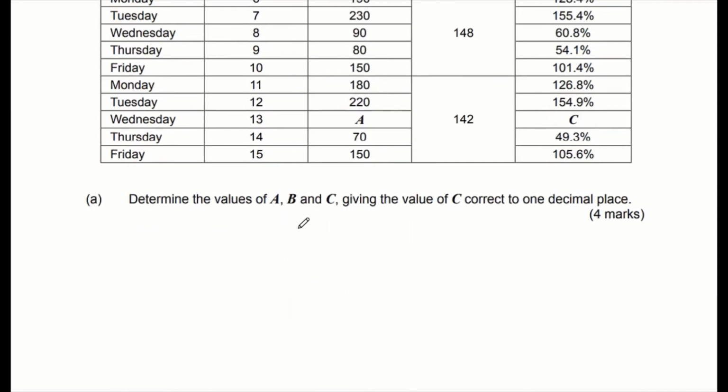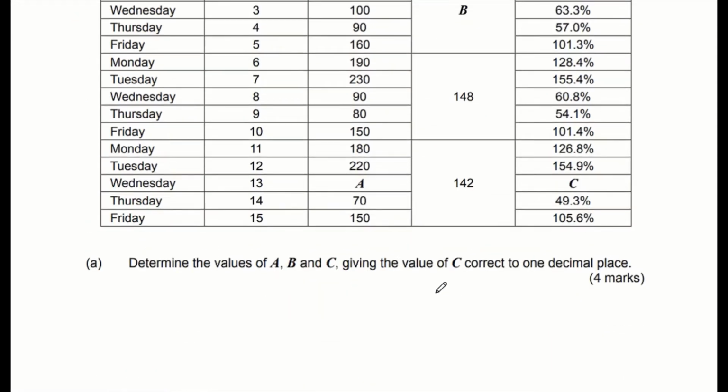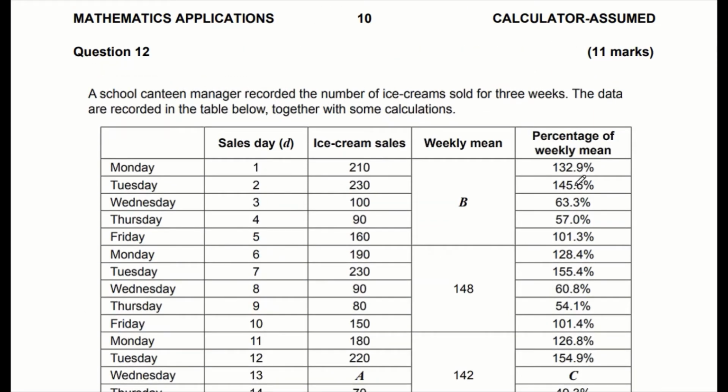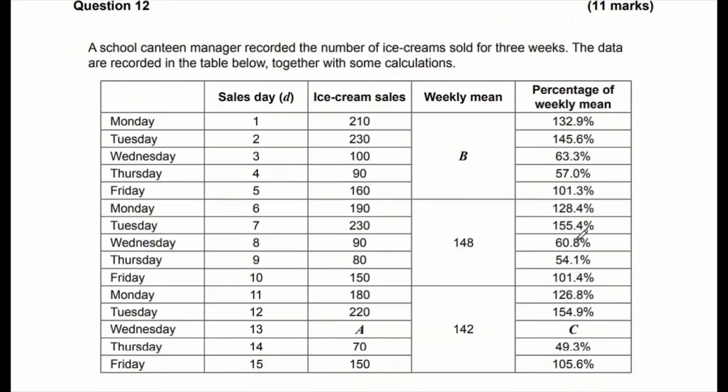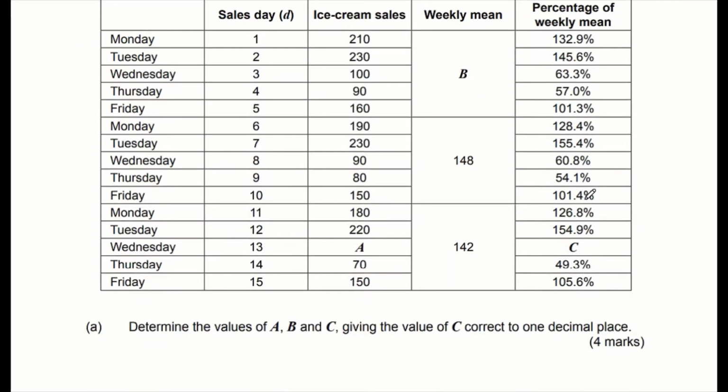Okay, so A, determine the value of A, B, and C, given the value of C correct to one decimal place. Even though the question might not give you the last sentence here, by looking at the numbers in the table, you know that to make it consistent, your C should have one decimal place as well. Then your A and B should be whole values to the nearest unit, because there's no decimal point as you can see. Okay, so now let's solve for A first.